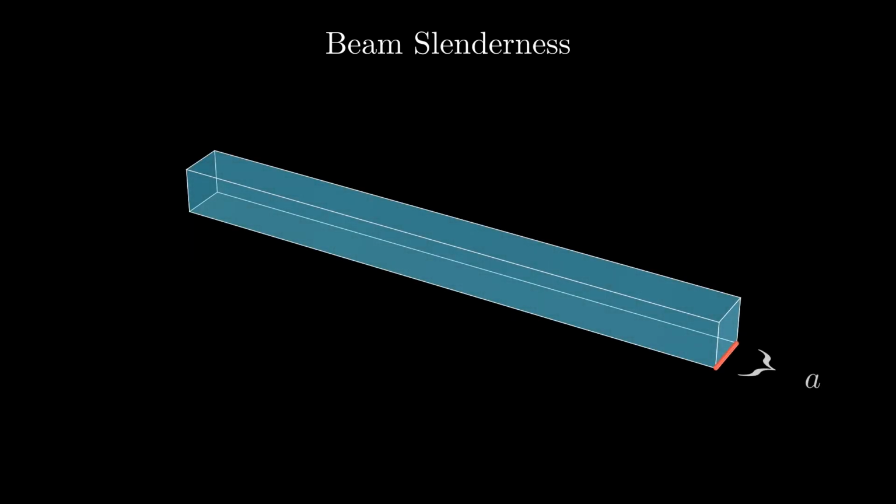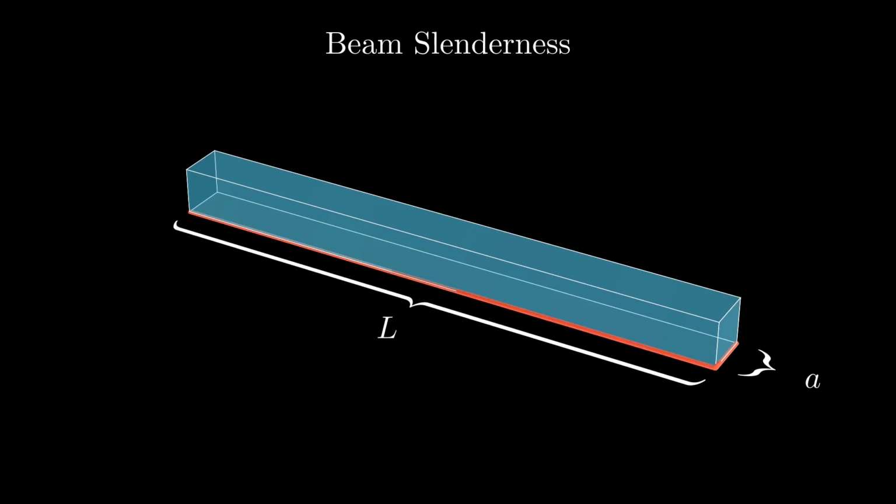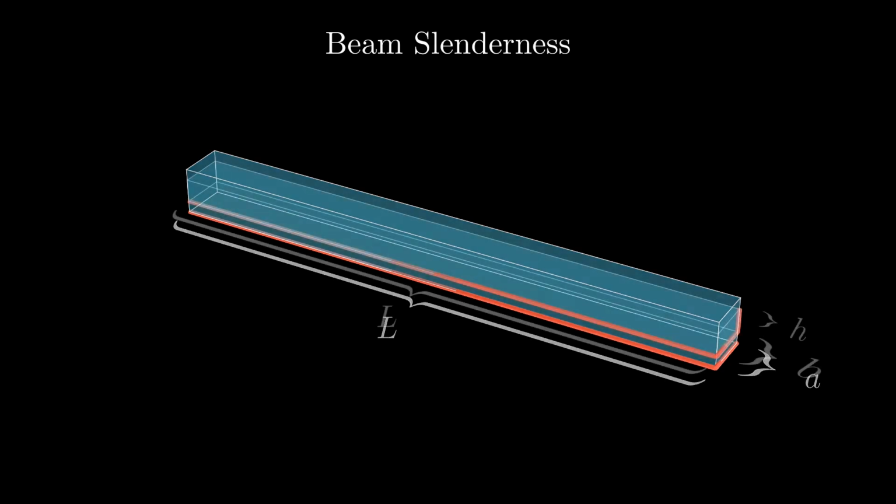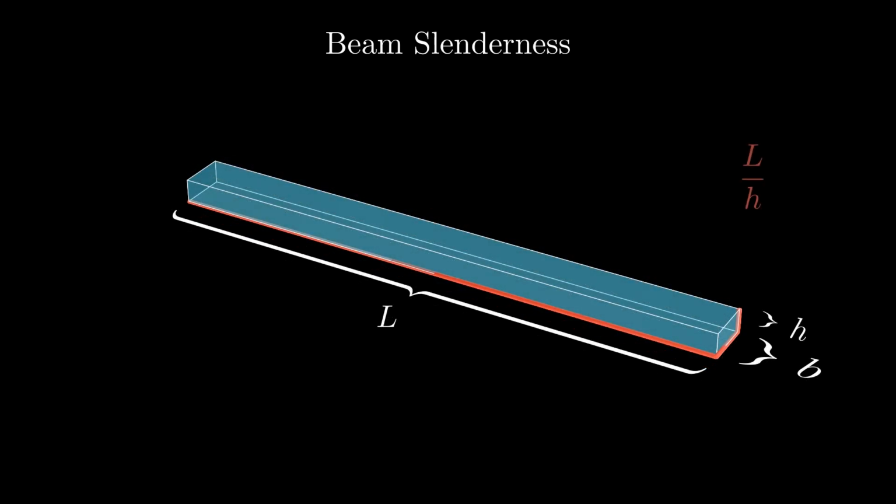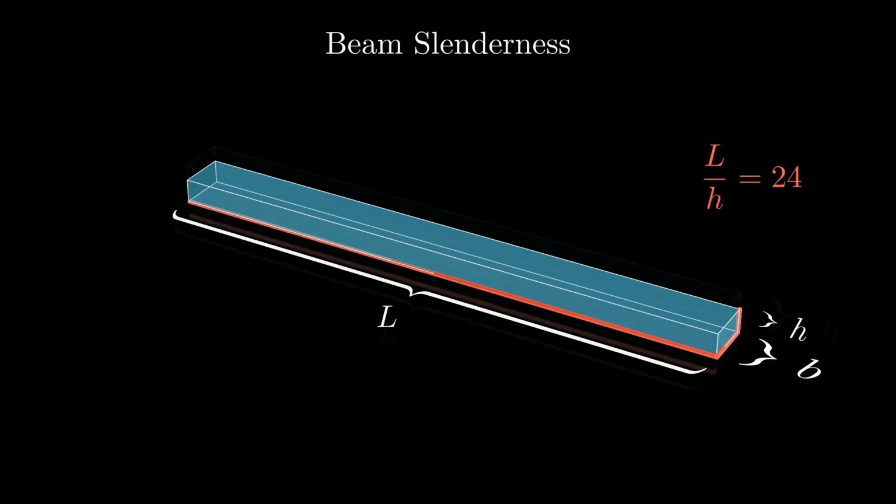This is captured by the concept of slenderness ratio. The slenderness ratio is most commonly associated with columns, which would be loaded in the axial direction, but is conceptually applicable to beam bending as well. The slenderness ratio of a beam is the length of the beam over the thickness of the beam in the beam bending direction. In this example, L is the length and A is the thickness. We can see that the slenderness ratio is 12. As we decrease the height of the beam in the bending direction, the slenderness ratio will increase, in this example going to 24.